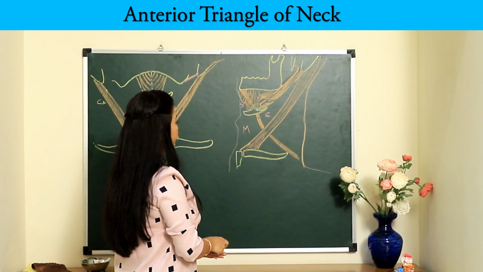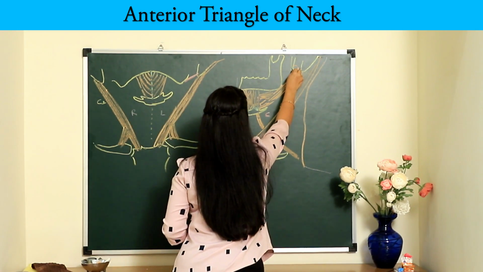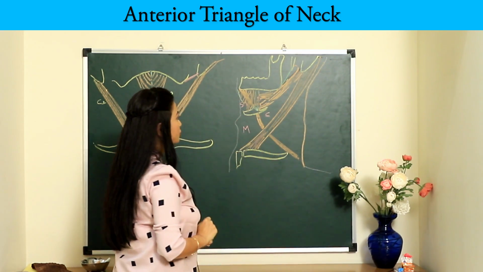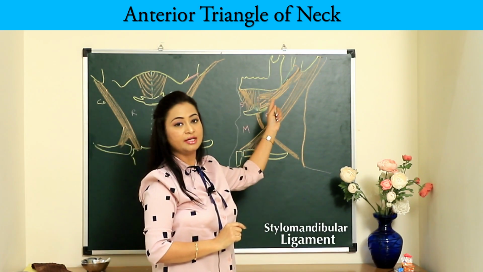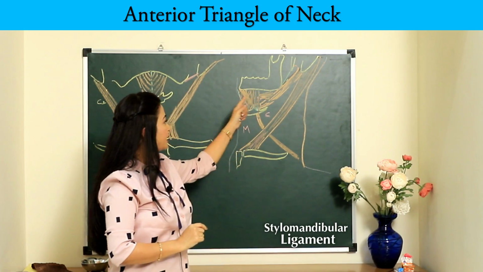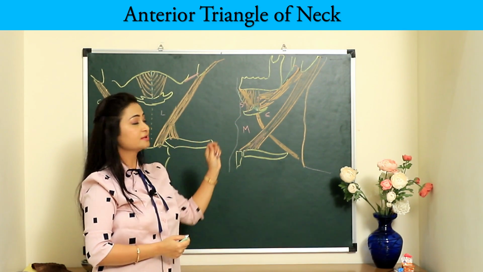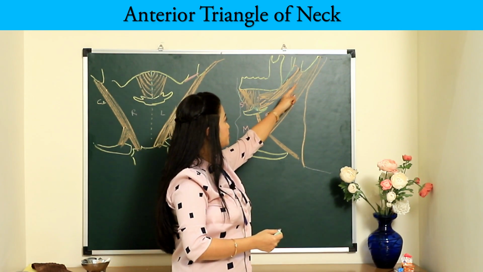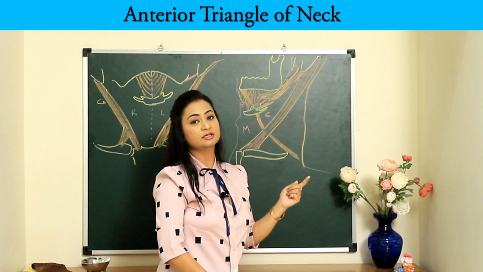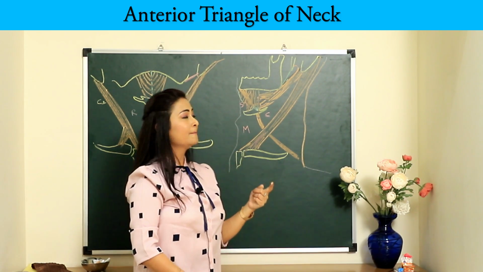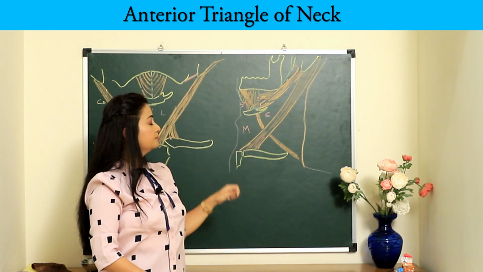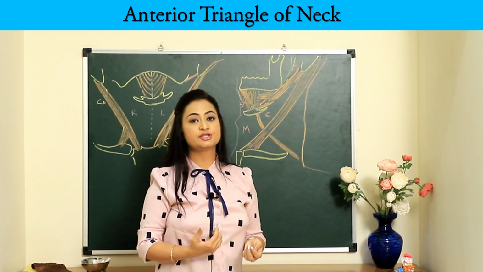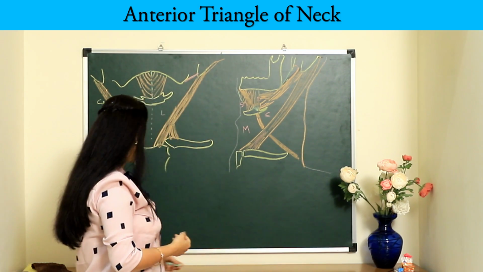Now there is a ligament which runs from the styloid process right up to the angle of mandible, known as the stylomandibular ligament. Now this divides this triangle into two parts. The part lying anterior to this is the anterior part, and the part lying posterior to it is the posterior part of the digastric triangle. Now the contents of the anterior part of this triangle are: number one, the superficial part of the submandibular gland.